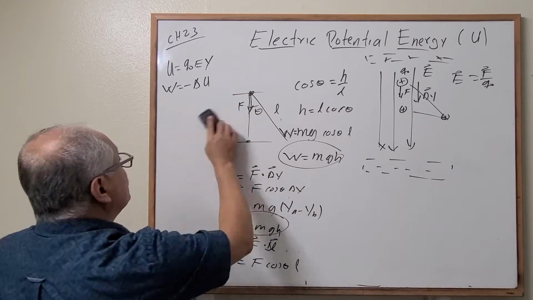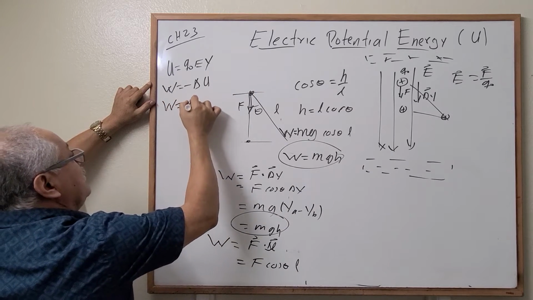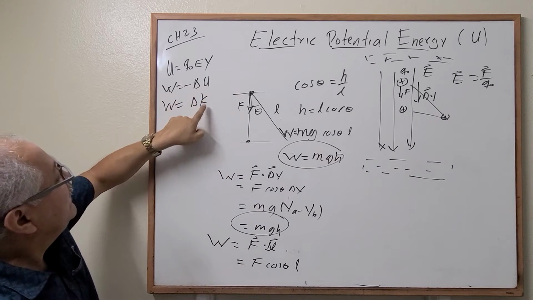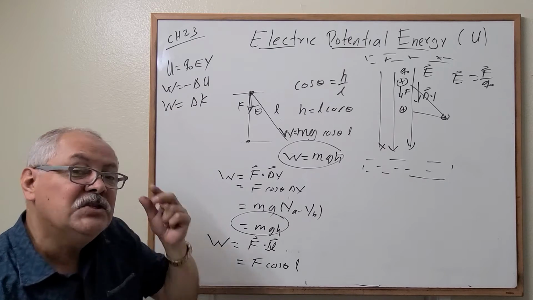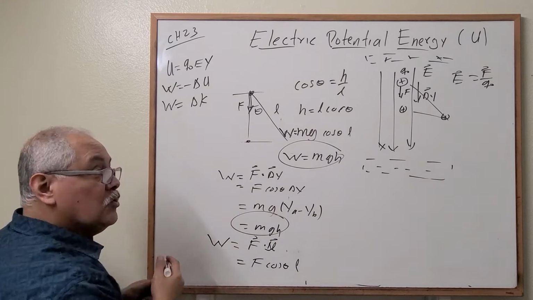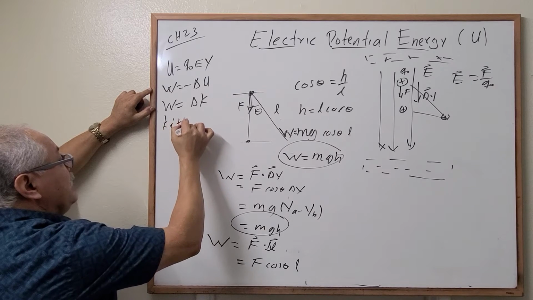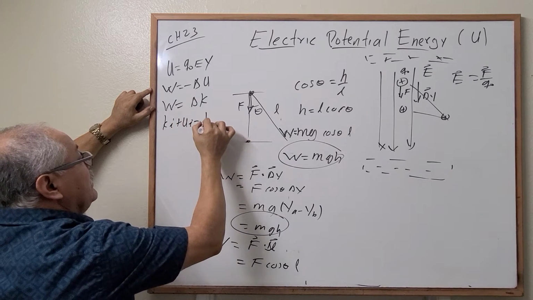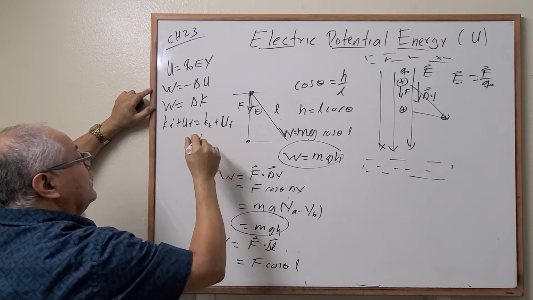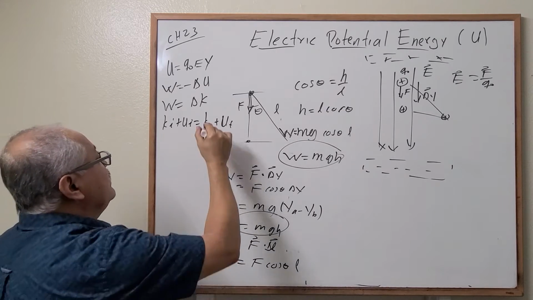Also, we can involve here the net work done. We know from mechanics that the net work is equal to the change in the kinetic energy. Also, kinetic and potential energy are related under the conservation of energy. So here we can also use conservation of energy: kinetic initial plus potential initial is equal to kinetic final plus potential final.